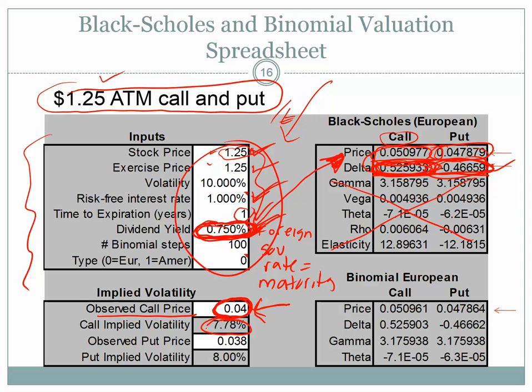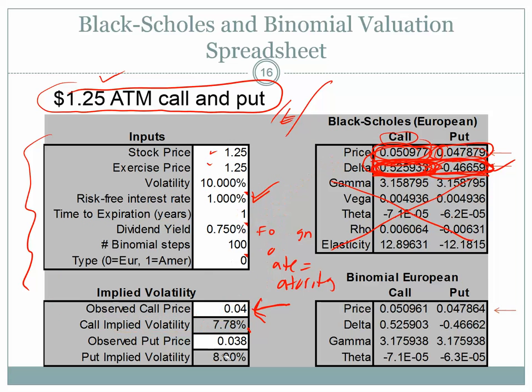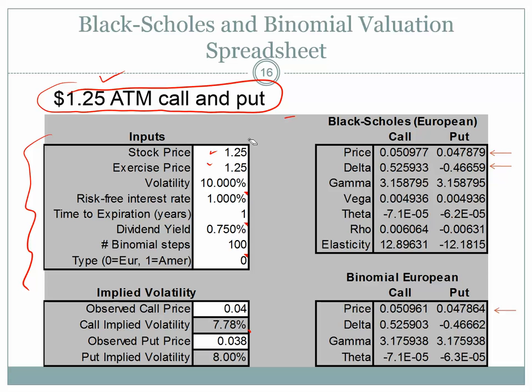Well, given that, this calculation here of implied volatility will tell you what input you'd have to put into standard deviation for Black-Scholes to give you a price of 4 cents. So let me erase some of this. What that is telling you is if I were to make this number 7.78%, this price would be 4 cents.